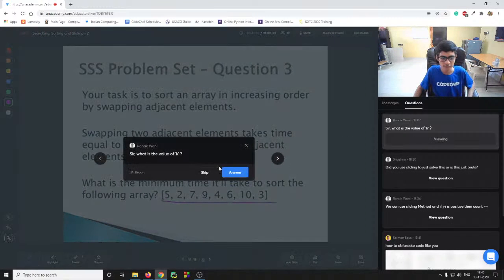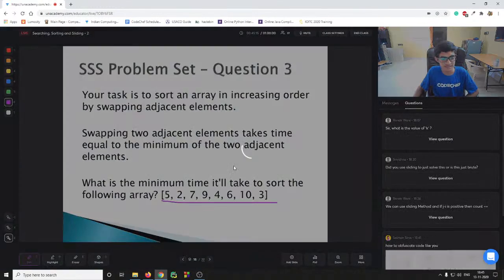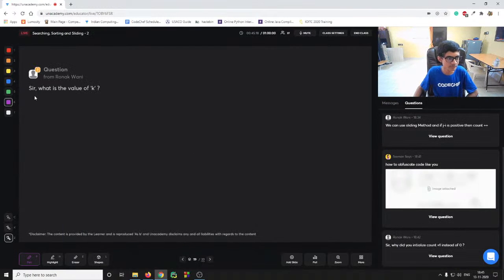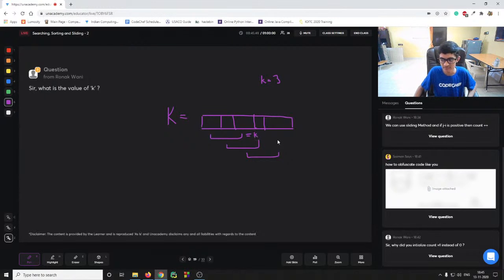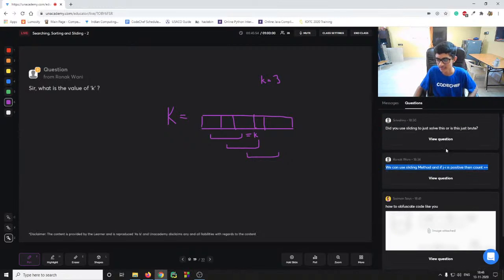What is the value of k? I think you are talking about the first problem. So k is equal to the size of the window, the size of the k consecutive elements. So say the array is something like this. Then when k equals 3, we will be taking these three elements, and these three elements, and these three elements. So the three consecutive elements is equal to k. So we can use the sliding window method, and if j minus i is positive, then count plus plus. Yeah, that's right actually.